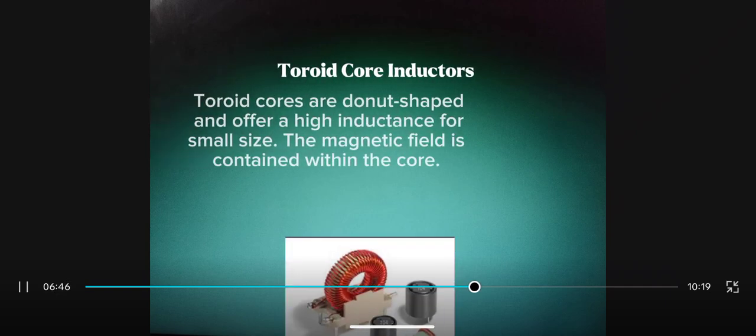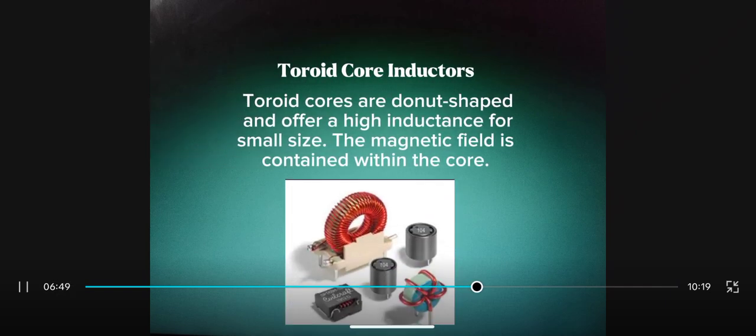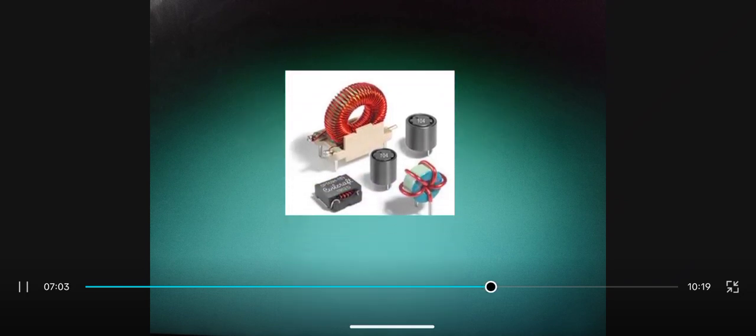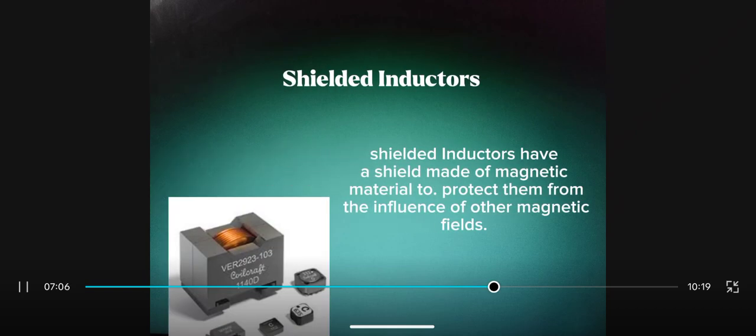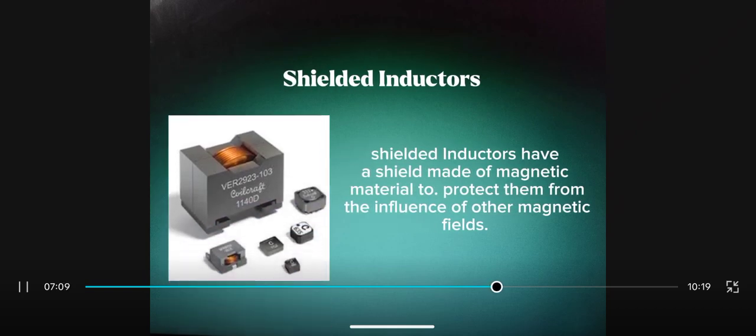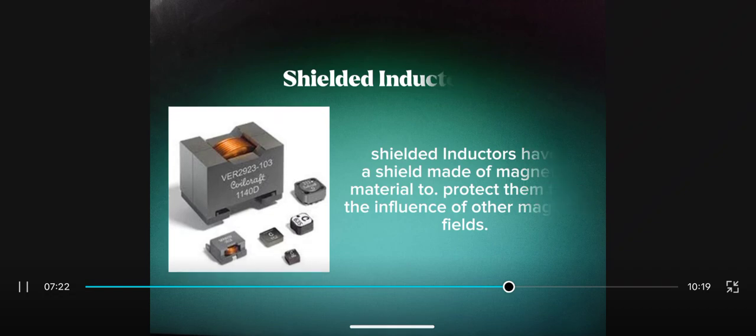Next is toroid core inductors. Toroid cores are donut-shaped and offer a high inductance for small size. The magnetic field is contained within the core. So that's how the toroid core inductor is. So for the next one, shielded inductors. Shielded inductors have a shield made of magnetic material to protect them from the influence of other magnetic fields. That's why they have a shield around their body.